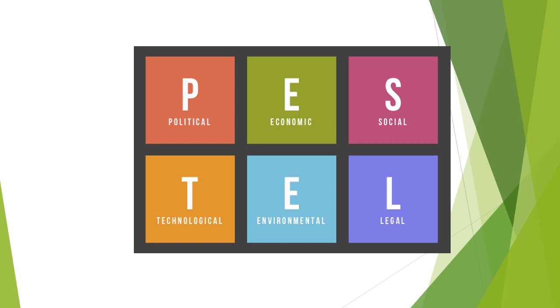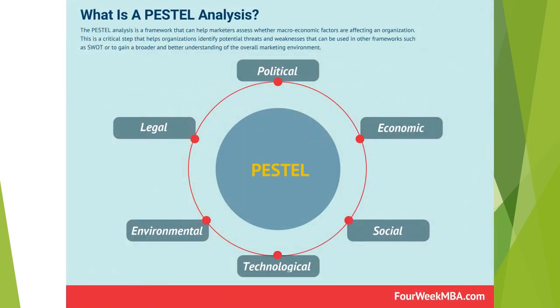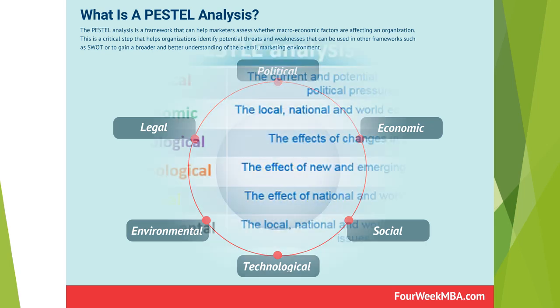What is the purpose of this PESTLE? Basically, this is a framework that helps the organization to identify the macroeconomic factors that are affecting an organization. And with the help of this analysis, they figure out the weaknesses and threats, and they try to make sure how they can control them. So these are the six elements of PESTLE analysis.